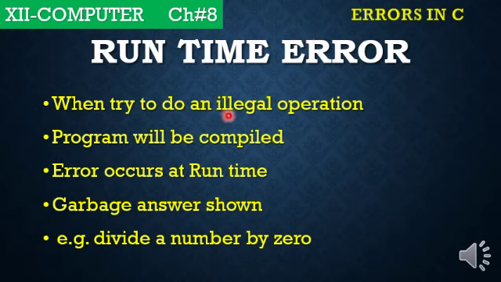What is a runtime error? When we try to do an illegal operation, the syntax is good, the algorithm is good, but that operation is not allowed in the computer. Then the program will be compiled, but the error will occur at runtime. A garbage answer will be shown on the screen that will tell us there is some mistake in our program. For example, if we divide a number by 0, the syntax is good, we can divide two numbers, but if we give 5 divided by 0, of course it's not allowed in the computer, or in mathematics. We cannot divide a number by 0. This type of error is known as runtime error.